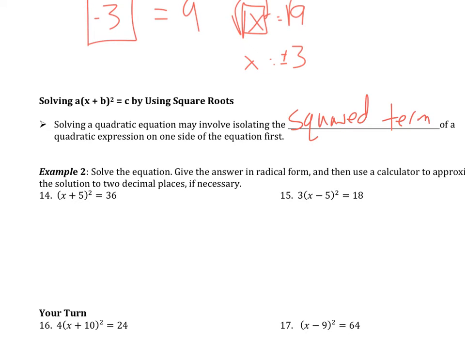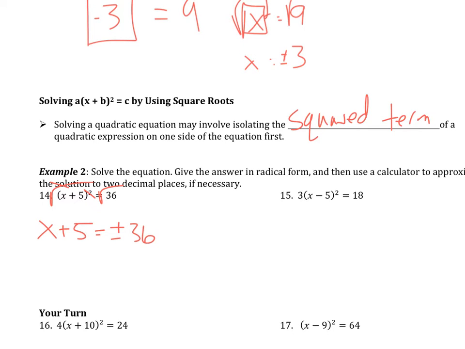As we look at 14, we have our squared term here. We want to get that by itself. Well, there's nothing on the outside being multiplied. There's nothing being added or subtracted. So it is by itself. Then we can go ahead and take the square root, just like we've done in the past. And so we get x plus 5, because the square and square root just cancel out. The square root of 36 is plus or minus 6.